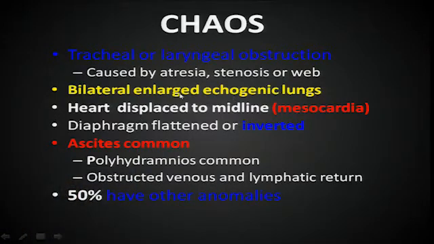They're usually bilateral enlarged echogenic lungs. Heart is displaced to the midline, that's your first clue, and that flattened or inverted diaphragm. It's very common for these babies to have ascites, and polyhydramnios is common, and they have obstructed venous and lymphatic return, and 50% have other abnormalities.